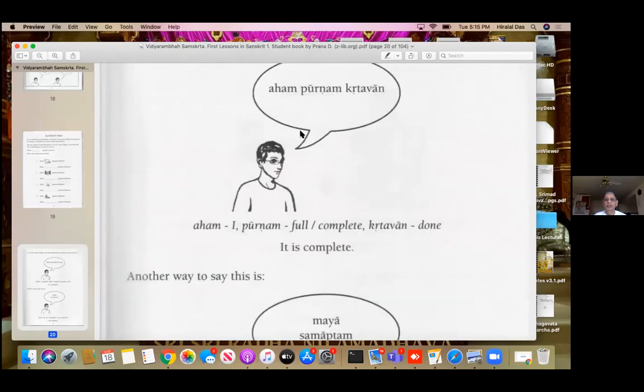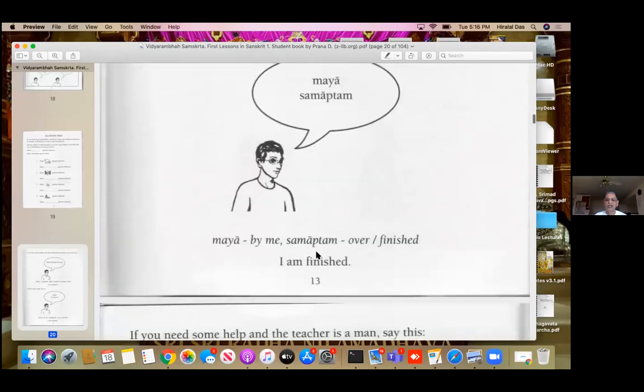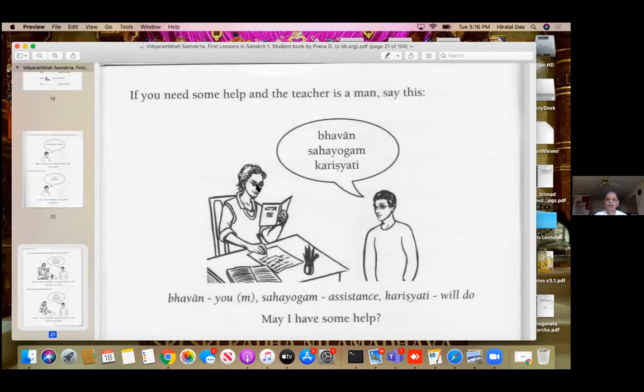Then if you are doing something and if you are finished, you say aham purnam krutvan. It is complete. Or another way of saying it, maya samaptam. Maya means by me. Maya samaptam means I am finished, or it is finished by me, like that. All right. So now if you want to ask a teacher, and the teacher is male, you say Bhavan. Bhavan means you. Bhavataha means your. Sahyogam karishati. Sahyogam is assistance. So, may I have some help?